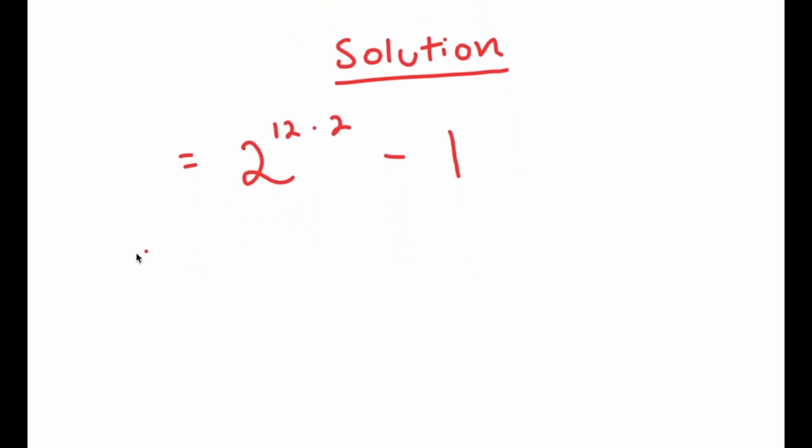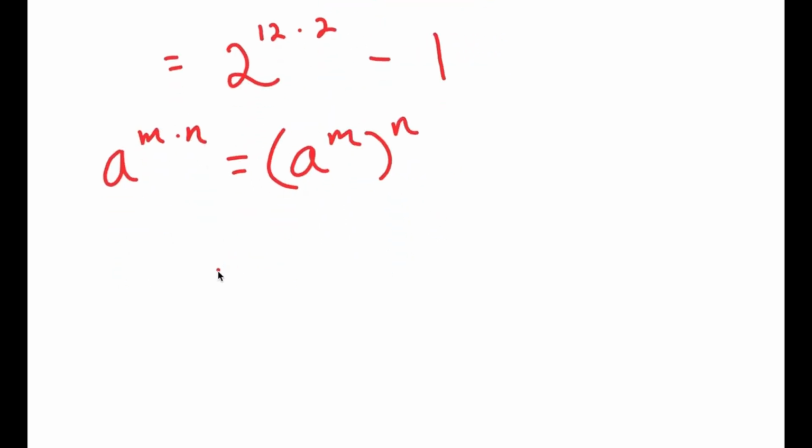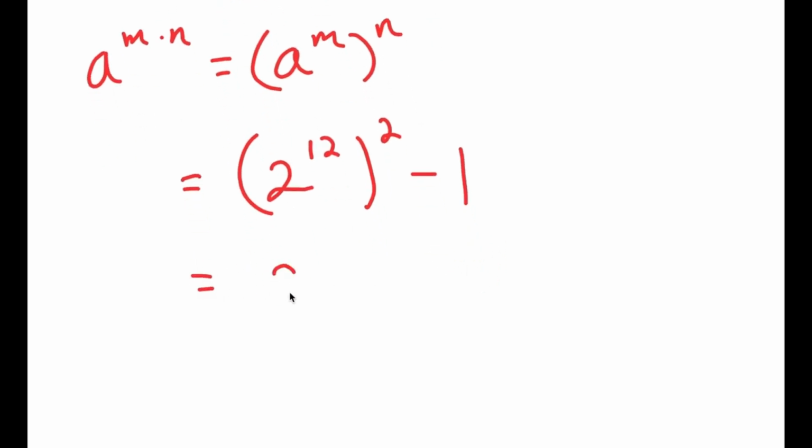And now, if I have something in the form a to the power of m times n, this is equal to a to the power of m to the power of n. So 2 to the power of 12 times 2, I can rewrite this as 2 to the power of 12 to the power of 2. And now 1, I'm going to rewrite that as 1 squared.